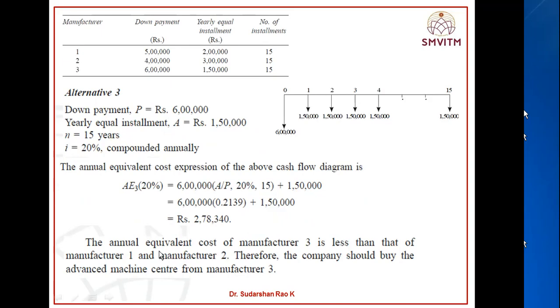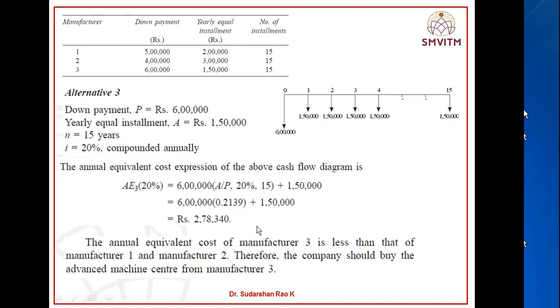Therefore the equivalent cost is less compared to 1 and 2. Therefore the company can buy the machine from manufacturer 3, that is with the minimum annual cost. Minimum annual cost is 2,78,340. That is, alternative 3 is selected based on the annuity.